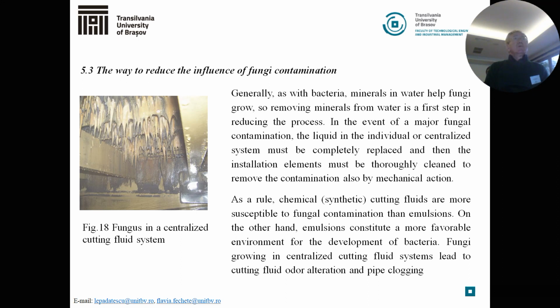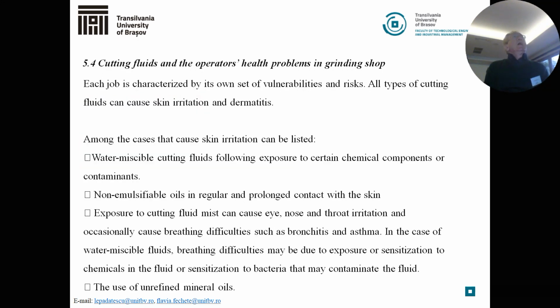On the other hand, emulsion constitutes a more favorable environment for the development of bacteria. Fungi growing in centralized cutting fluid systems lead to cutting fluid odor alteration and pipe clogging. Each job is characterized by its own set of vulnerabilities and risks. All types of cutting fluid can cause skin irritation and dermatitis.